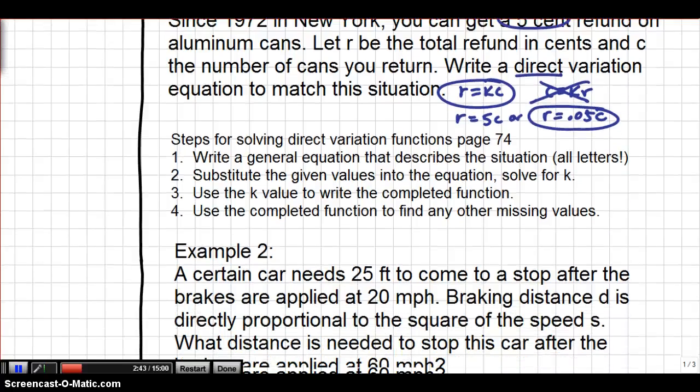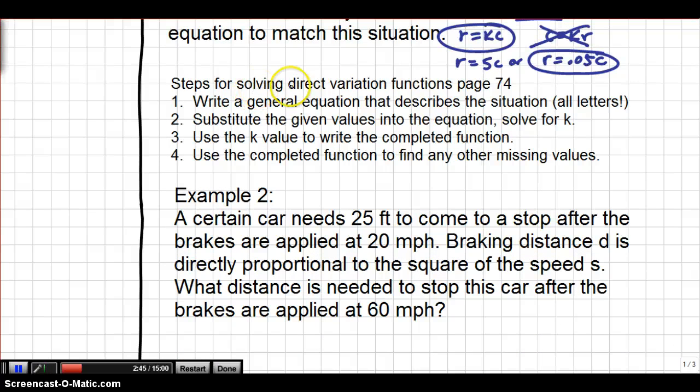There are 4 basic steps involved when students are solving direct variation functions, and I took this right out of their textbook. You need to write the general equation. That first step should have only letters in it. Don't forget the K. Then you're going to substitute values from the beginning of the problem to help you solve for K. Once you have your K value, rewrite your completed function with the K value substituted in, like we did on the previous one. And then use your completed function to find any other missing values that it asks you for.